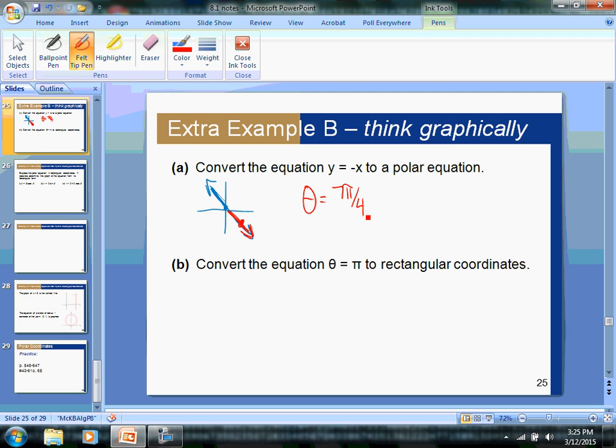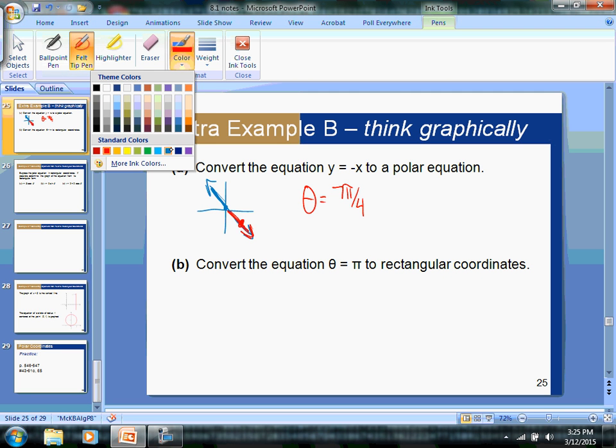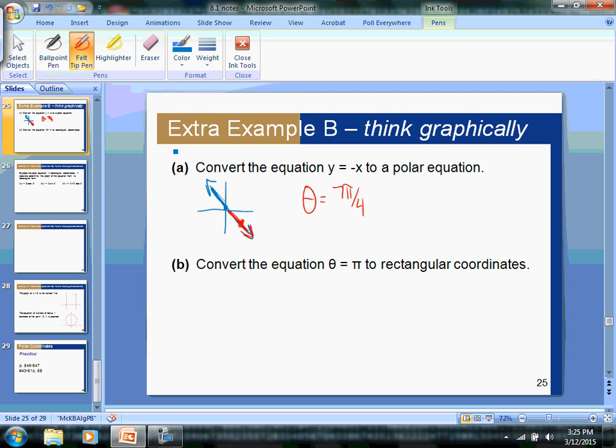And for part B, here we have to convert theta equals pi into rectangular. So the other ones we've done, we've switched them all to polar. This one though, here we have the equation theta equals pi, and we want to switch it back into rectangular.